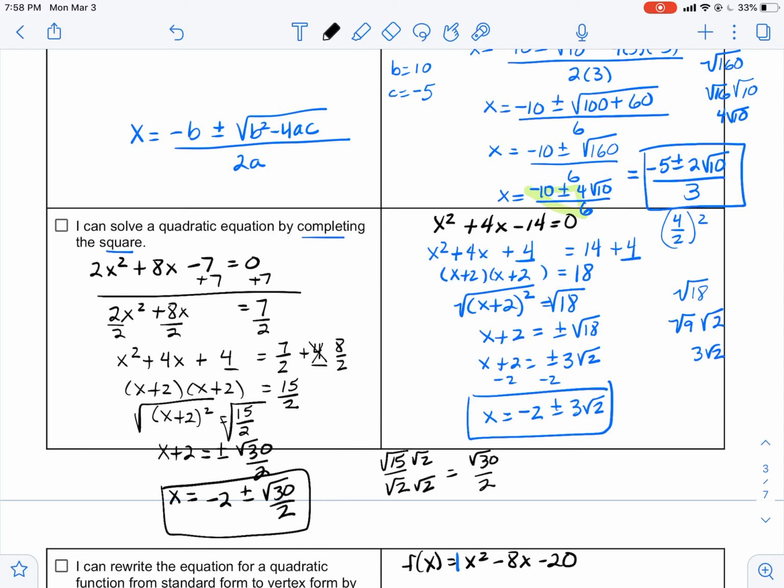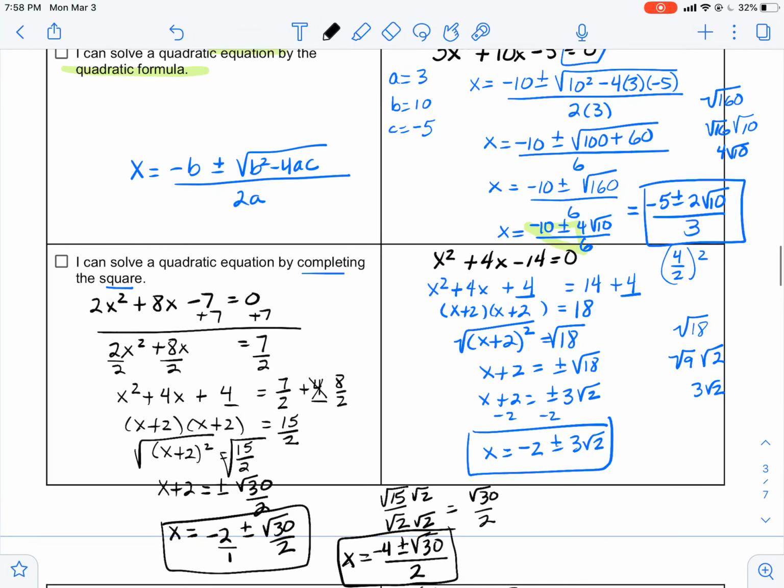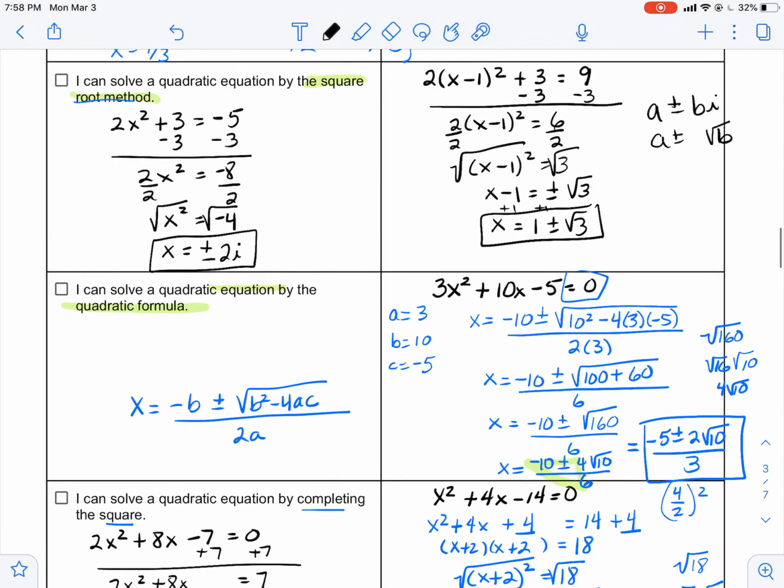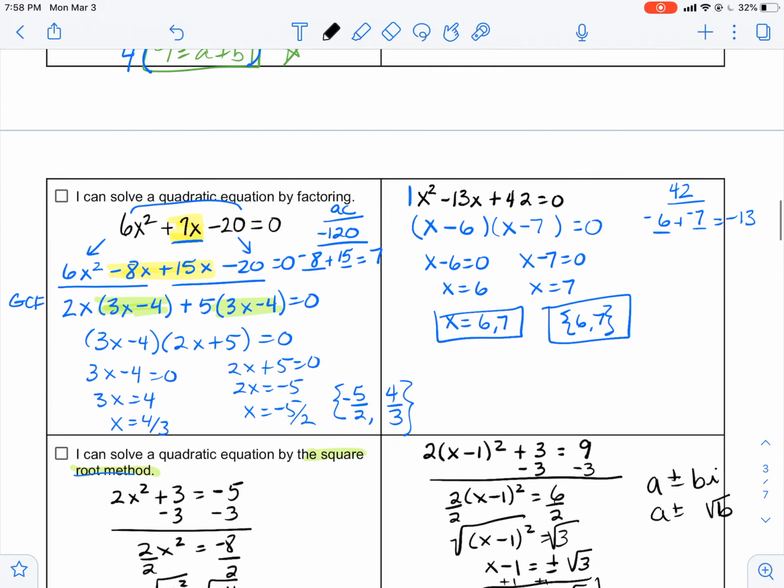Now, one of the things that you might see, and you could definitely do, is you could get a common denominator with the 2 over 1 and the 2, and in which case that would be a negative 4, because negative 4 over 2 reduces to 2 over 1, plus or minus the square root of 30 over 2. That is not necessary, I don't think, for me. It is possible that somebody else might want it written that way, but I do not. Okay? So, I know I kind of ran through this fast, but I didn't want the video to be too long. Solving by completing the square, solving by the quadratic formula, solving by the square root, and solving by factoring.